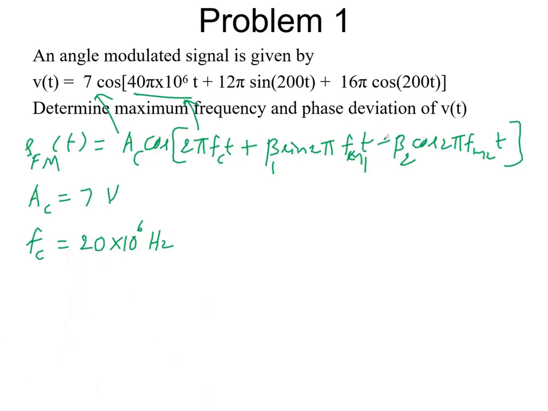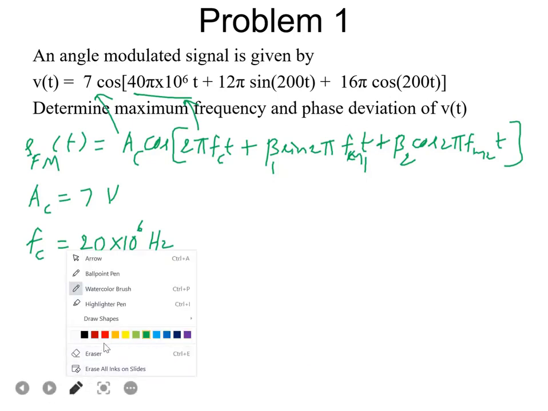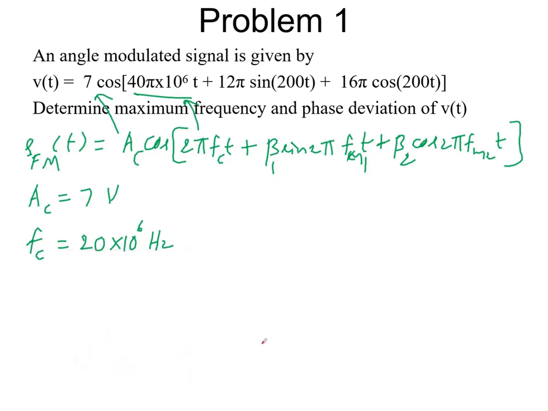Like this also the equation may be there. Now in this case, if you try to see what they are asking you to determine, they are asking you to determine two parameters: maximum frequency deviation and phase deviation. They are asking you to determine delta f max, the maximum frequency deviation, how much? Then the maximum phase deviation, del phi maximum, how much?